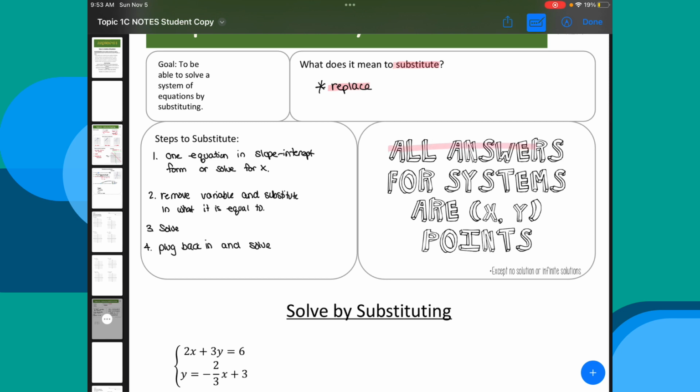Remember, all answers for systems are x, y. So we need both variables, not only x, but we need y. The only exception is for no solution or infinitely many.